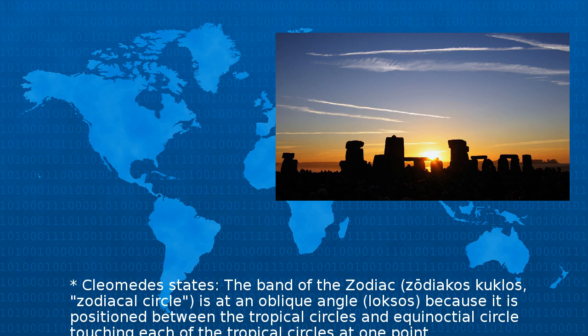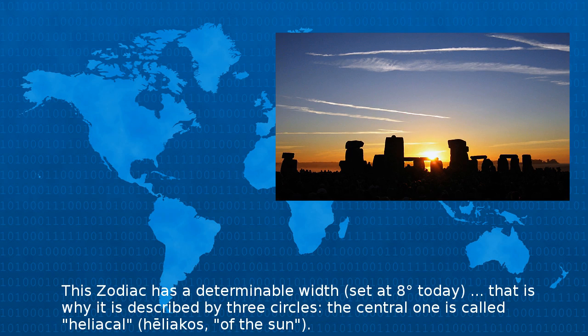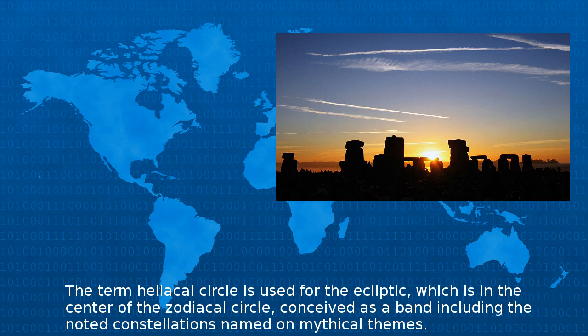Cleomedes states the band of the zodiac, zodiakos kyklos, zodiacal circle, is at an oblique angle, loxos, because it is positioned between the tropical circles and equinoctial circle, touching each of the tropical circles at one point. This zodiac has a determinable width, set at 8 degrees today. That is why it is described by 3 circles. The central one is called heliacal, heliakos, of the sun. The term heliacal circle is used for the ecliptic, which is in the center of the zodiacal circle, conceived as a band including the noted constellations named on mythical themes.